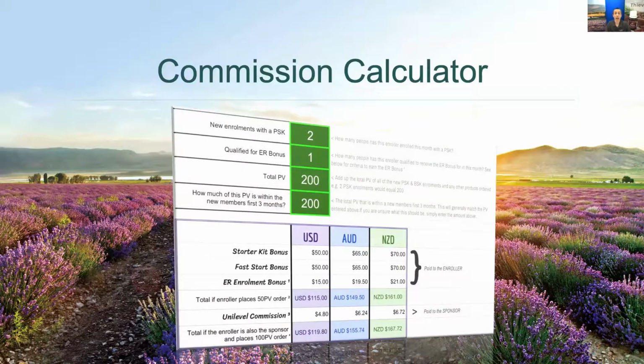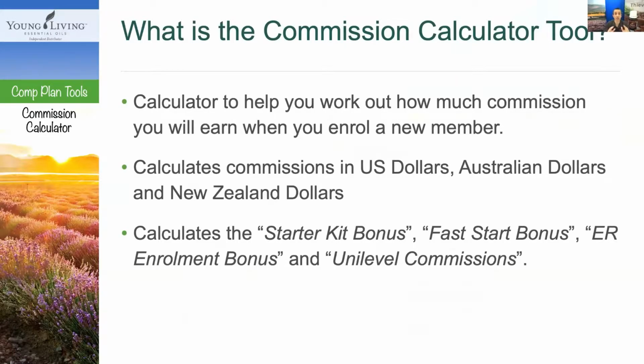So let's have a look now in a lot more detail at the commission calculator. You can see a little bit of what it looks like on the screen. We're going to go into detail about each of the sections and how to use it. So what is it? It's a calculator to help you work out how much commission you'll earn when you enroll a new member. Now, it's not meant to be a tool like Oily Tools, if you've ever heard of that.